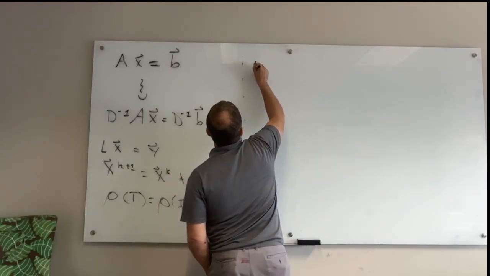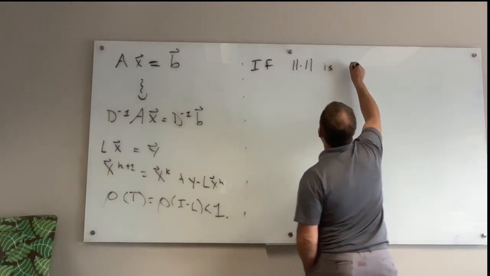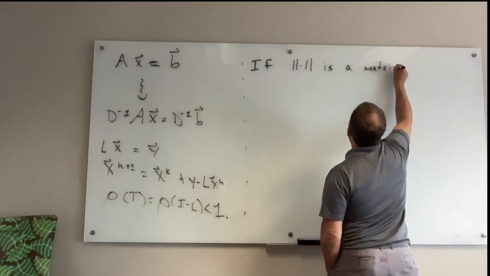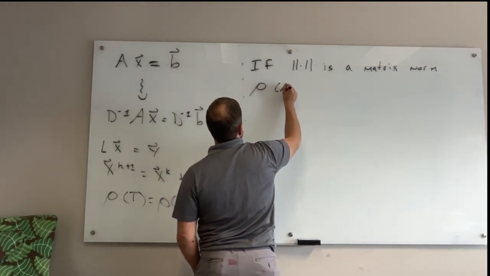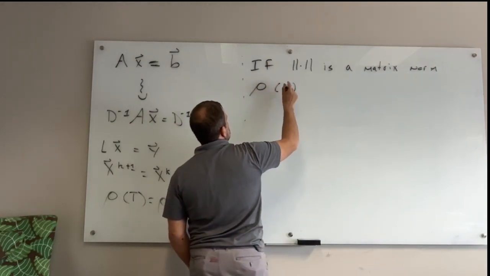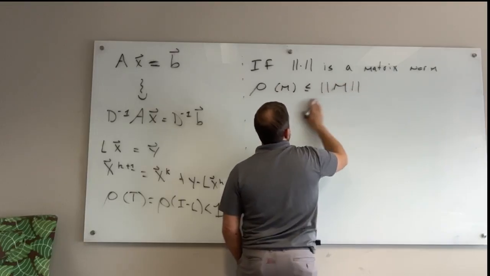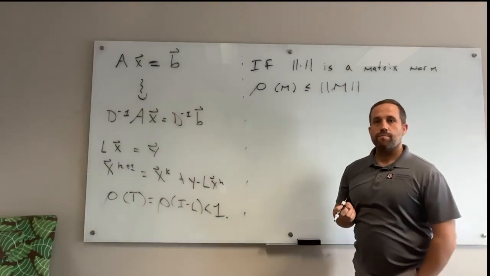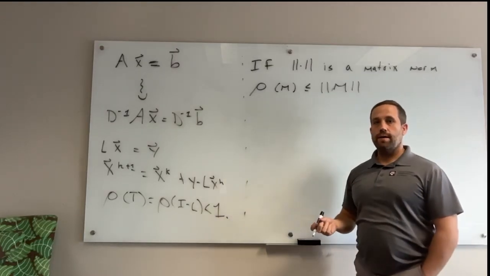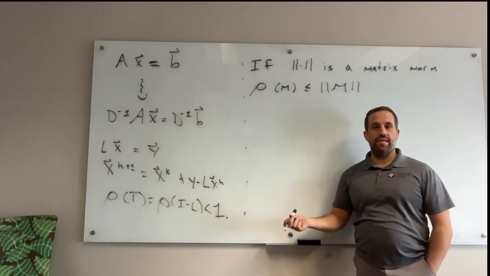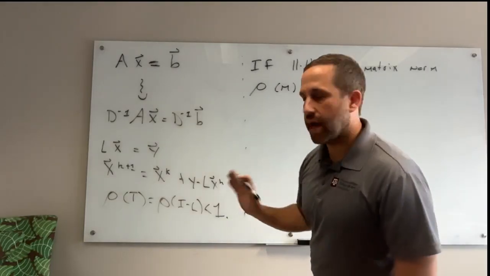If we have a matrix norm, look in the book to remind yourself of the definition, then the spectral radius rho of the matrix M is less than or equal to the norm of M. So what this means is that if I can find any matrix norm where the norm of I minus L is less than 1, then I know the spectral radius is less than 1, in which case the method is guaranteed to converge on any beginning input. This is a very good thing to know.